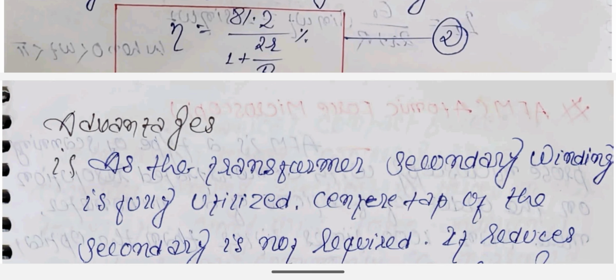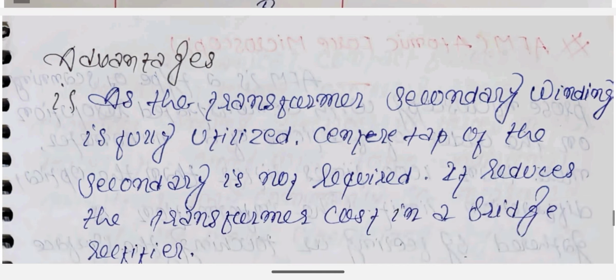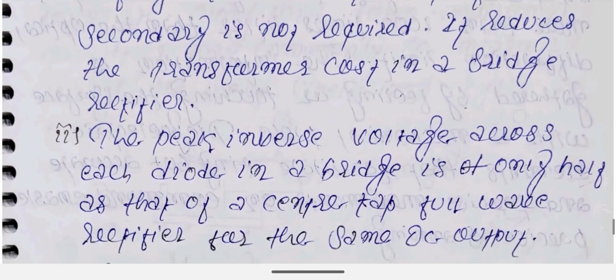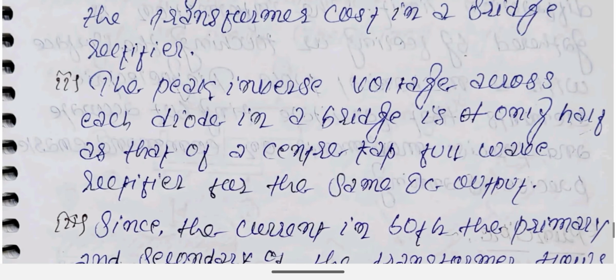Advantages. First, as the transformer secondary winding is fully utilized, a center tap on the secondary is not required. It reduces the transformer cost in a bridge rectifier. Second, the peak inverse voltage across each diode in a bridge is only half that of a center tap full wave rectifier for the same DC output.